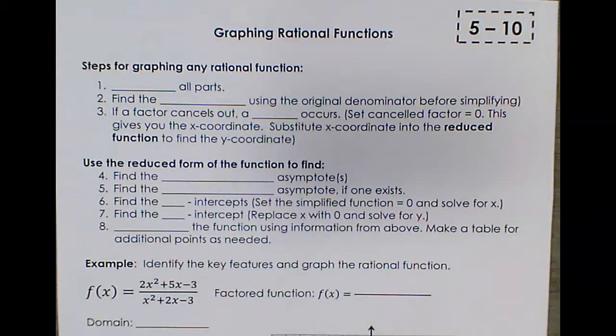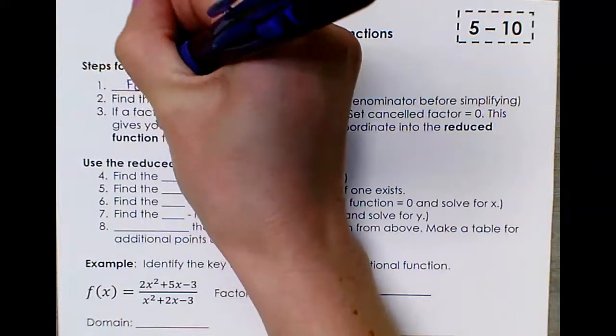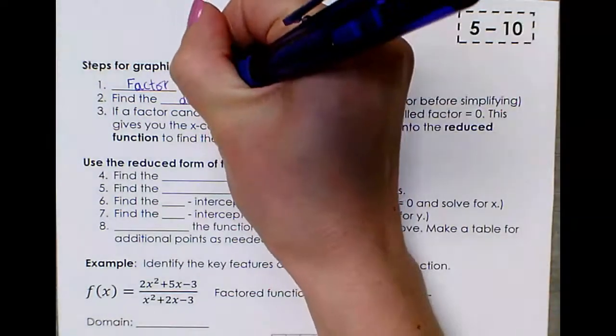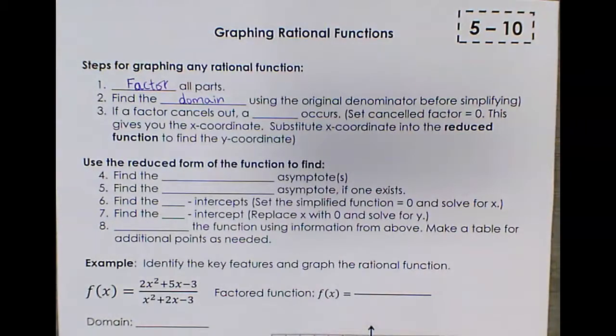And now we're going to find them again, but we're also going to graph them on a coordinate grid so that we can see what the rational function looks like. So the steps for graphing any rational function always start out with factoring all the parts. So we've got to factor all the parts. You want to find the domain using the original denominator before you simplify.